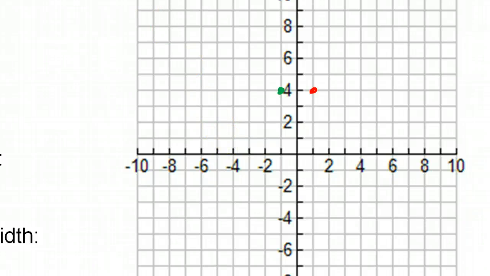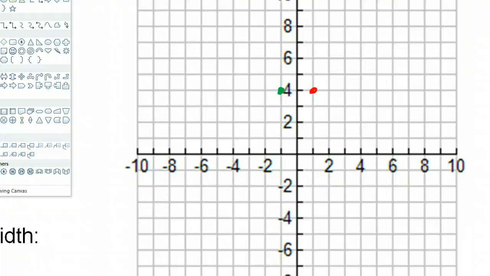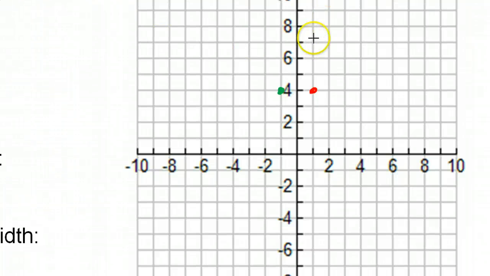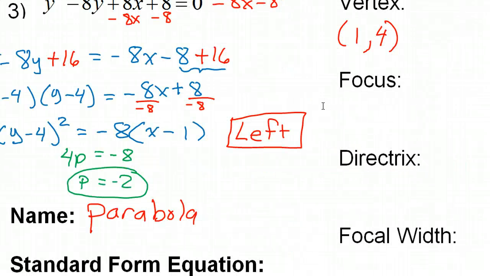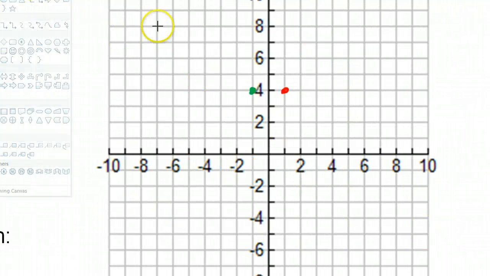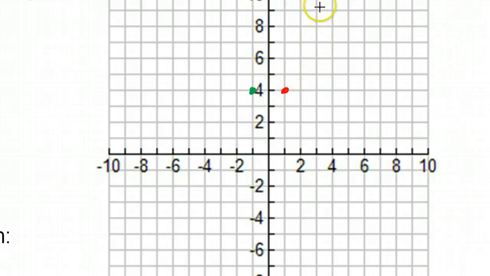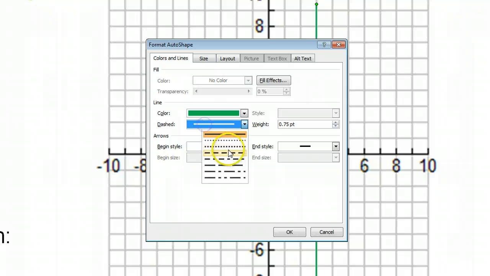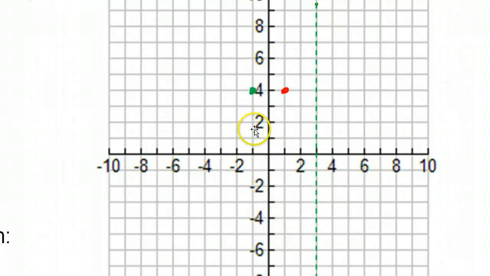So I'm going to have a directrix like this. It's 2 to the left, so 2 to the right, directrix. Okay, that's a fail. Still a fail. Let me start over. Okay, there's my directrix.